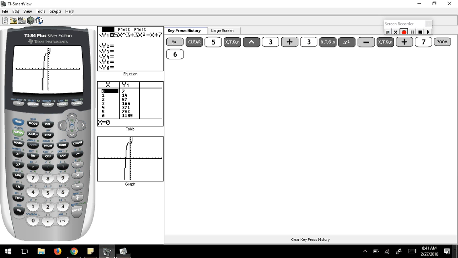Y'all stay with me. Hit the button that says window. It's giving you your X minimum. So how far left do you want to go? It's giving you your X maximum. How far right do you want to go? The scale just tells you how often you want a tick mark. If you've got 1 there, it's going to give you a tick mark every 1 unit. We want to go up. The Y min, how far down do you want to go? And the Y max, how far up do you want to go? Again, with the scale, how often do you want a tick mark?